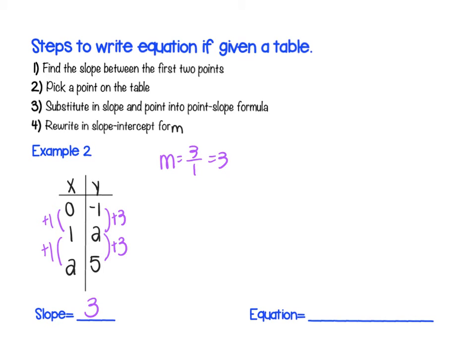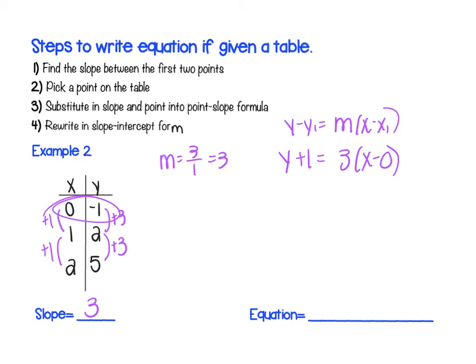Then I'm writing my equation. I'm going to go with this 0, -1 point here. And then I'm going to, again, start with point slope form. And then I get y minus -1 becomes y plus 1 equals 3 times x minus 0.